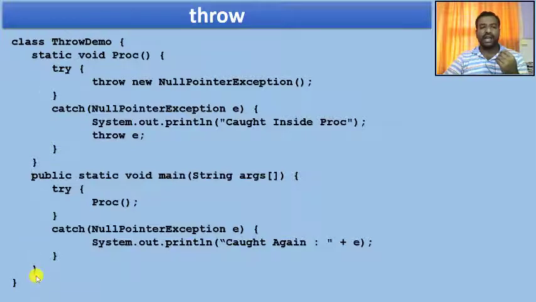Now I'm just going to have a class. In this class I'm going to have a main function. The main function calls a procedure inside a try block, and this try block has got a catch clause which can handle the null pointer exception. Fine. So now in this procedure I'm going to have one more try block. Now just observe, this try block becomes the nested try block of this try, and now this try becomes outer block and this try becomes an inner block.